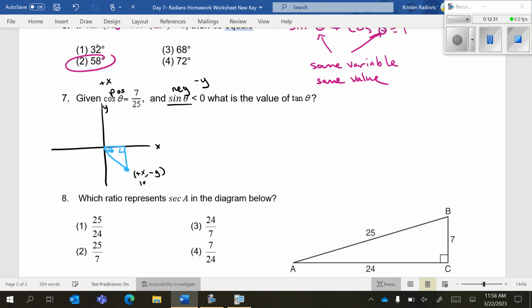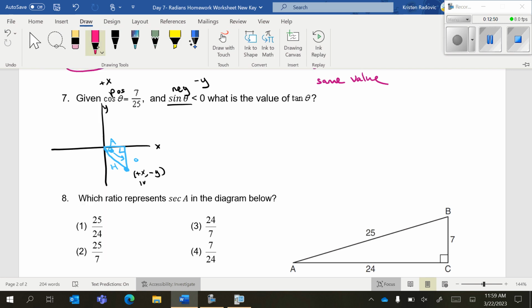Theta is always at the origin. You have your hypotenuse. Opposite is on the other side of the theta, which would be here. And adjacent is next to theta. Adjacent's always on your x-axis, guys.